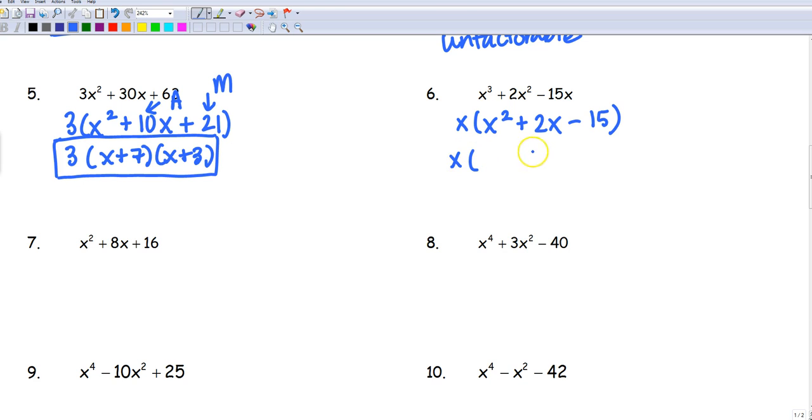And now the x stays out front, and we're going to multiply to negative 15 and we are going to add to 2. And those numbers are a positive 5 and a negative 3. Please watch your signs. If you make the 3 a positive and the 5 a negative, you would be adding to a negative 2 here.